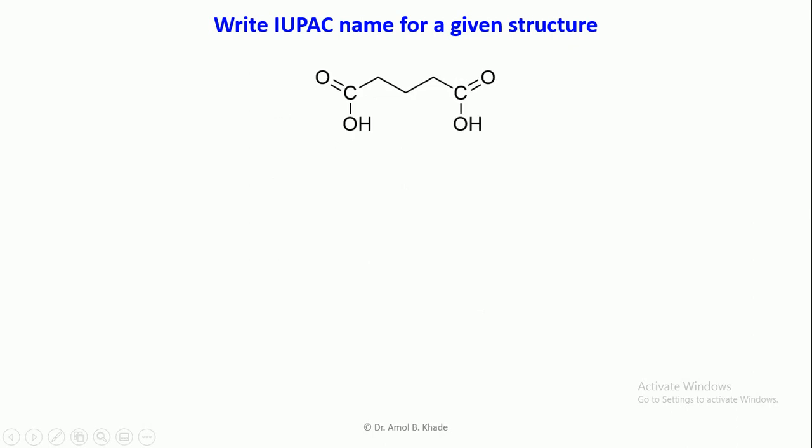Alright, now can you try this structure? If you carefully observe this structure, you can easily make out there are 2 carboxylic acid groups.